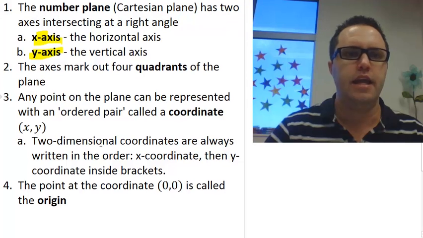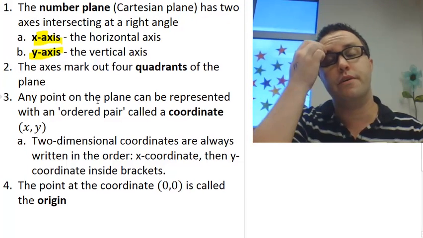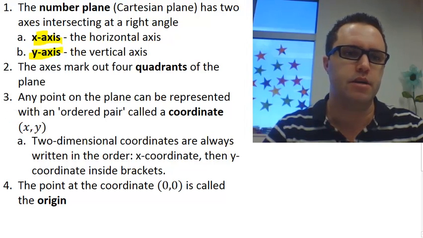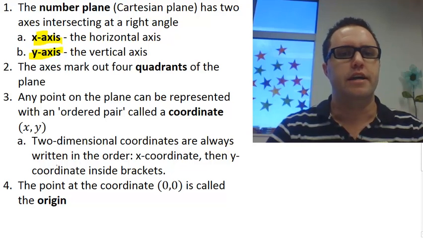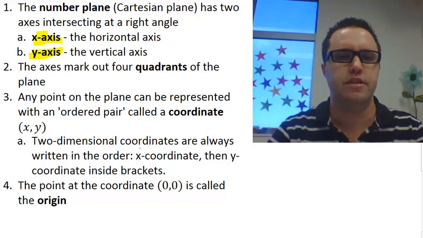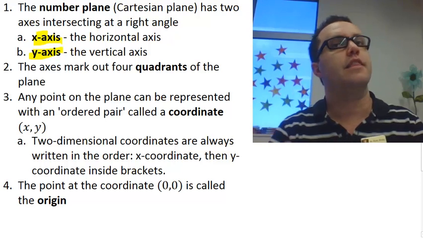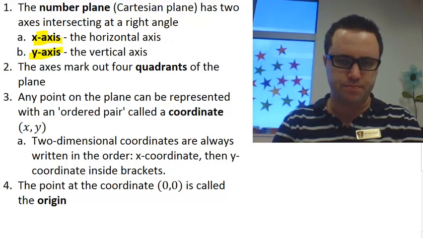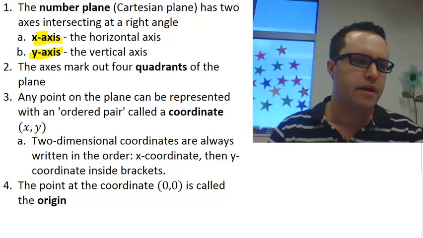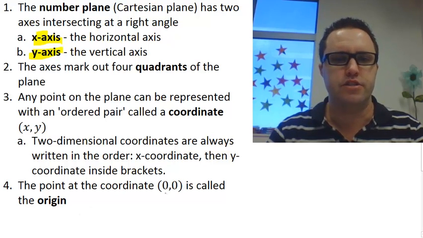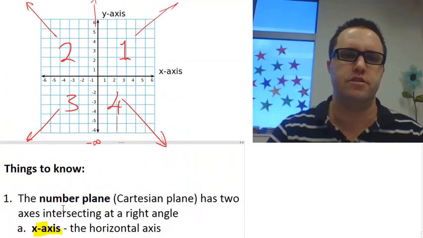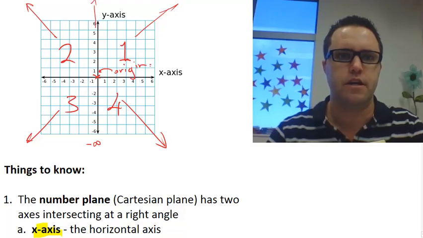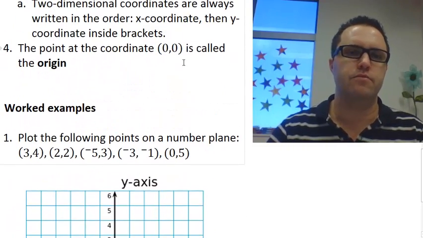Okay, any point on the plane can be represented with what we call an ordered pair, called a coordinate. So something looks like this, brackets, some number, comma, some number, close your brackets off. And two-dimensional coordinates like these are always written in the order x coordinate, then your y coordinate. That's why they're called an ordered pair. Okay, it's a pair of numbers in a particular order, and that is important because they communicate particular things. Okay, and the point at the coordinate 0, 0 is called the origin. So that's here, right in the middle. This thing here is called the origin.